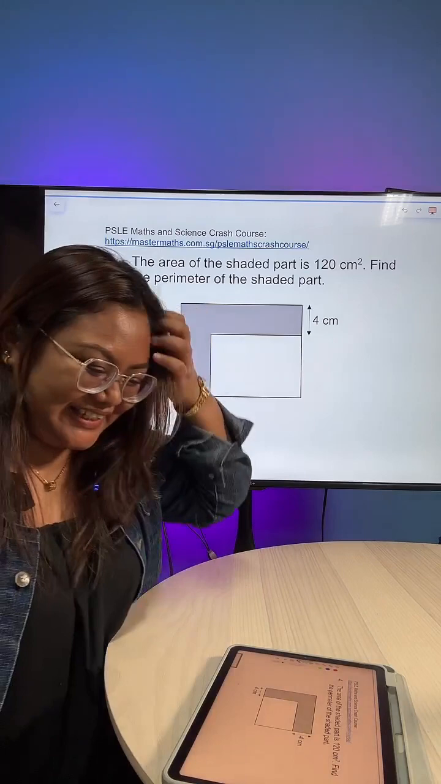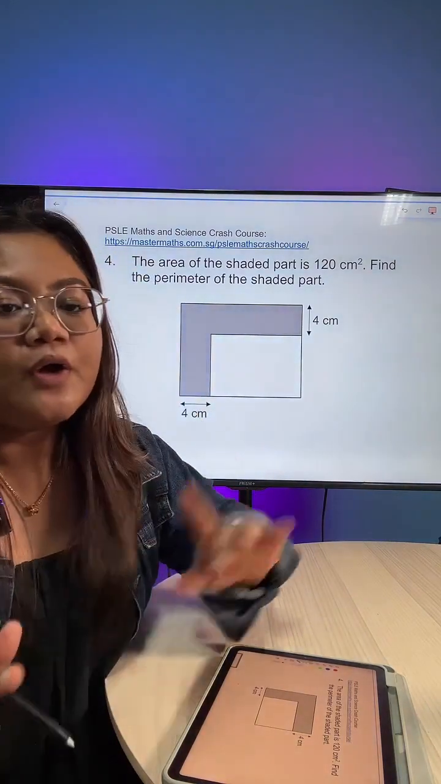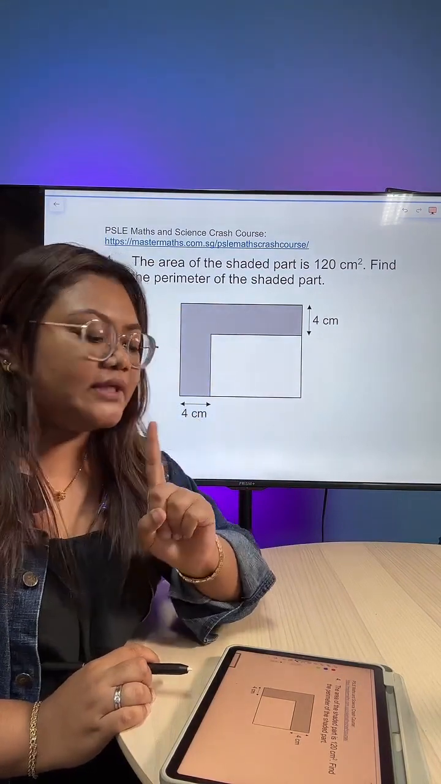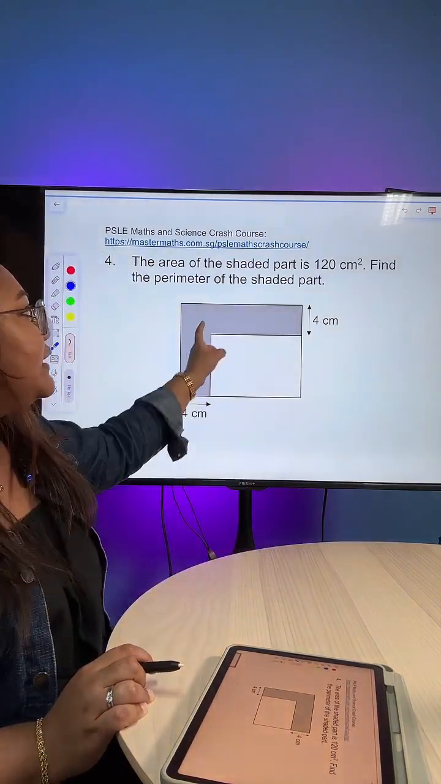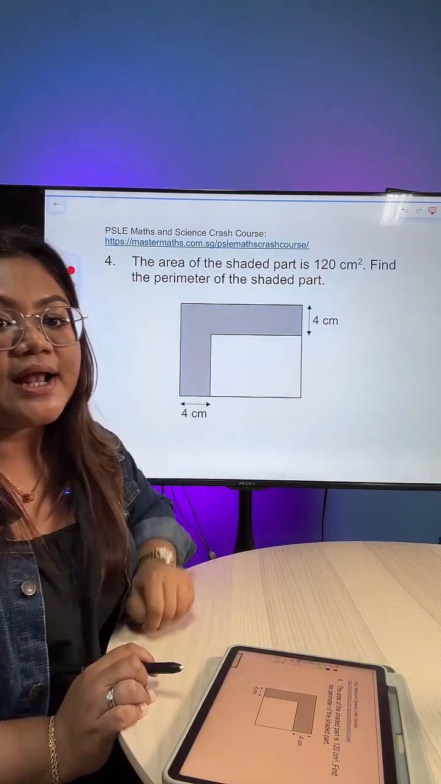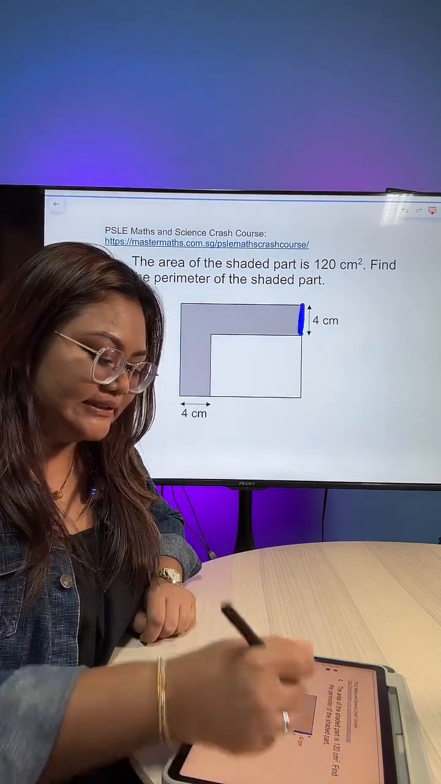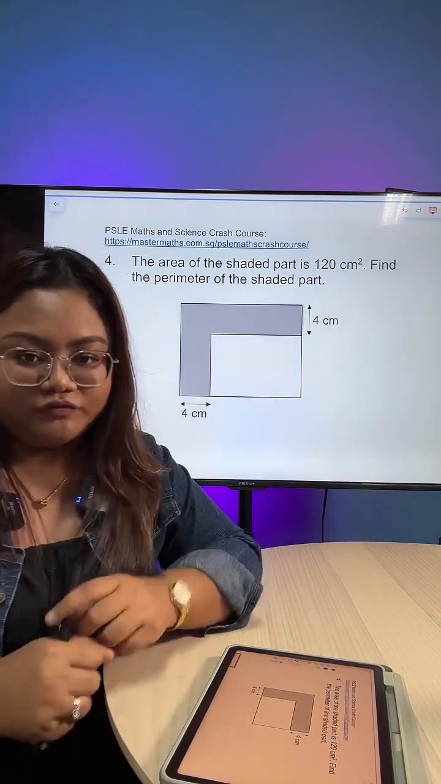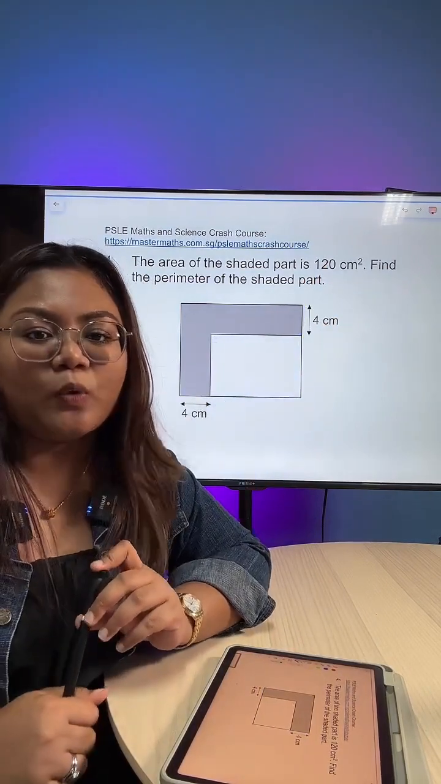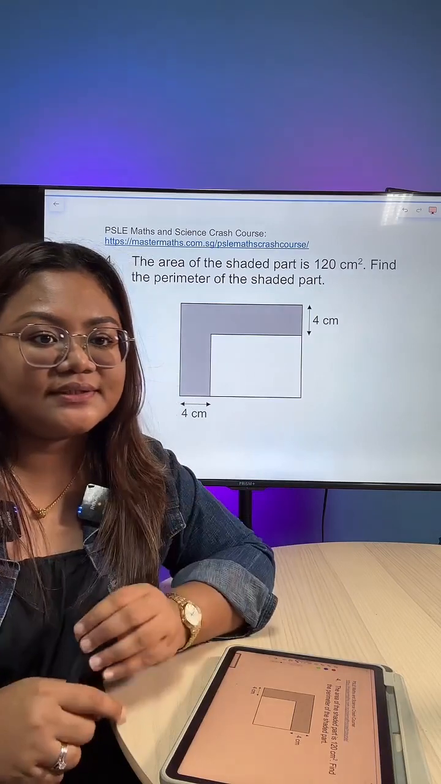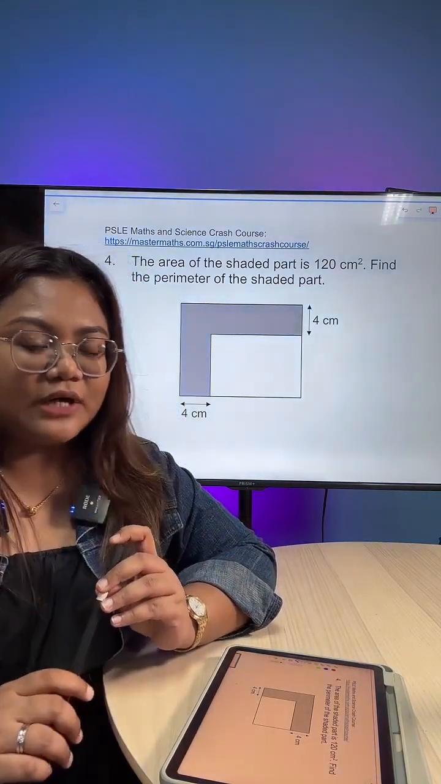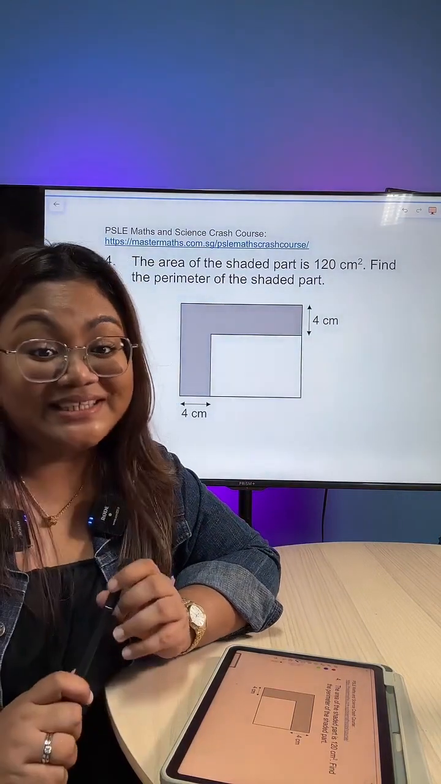Okay, everybody, let's take a look at this question. Not a lot of information. Everybody focus, okay? We only know the shaded part here is 120 cm squared, and we know that this is 4 cm, 4 cm. That's all, nothing else. No information. How to solve? Anybody knows? Yes, you can? How to solve? Do you want a hint?